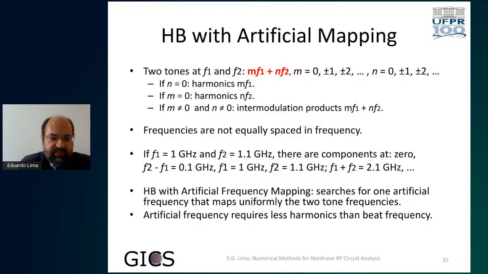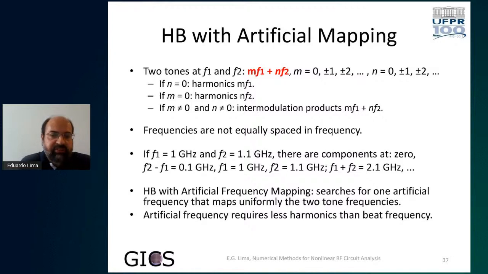Observe that the frequencies in the two-tone case are not equally spaced in frequency. As a numerical example, if you have tones at F1 equal 1 GHz and F2 equal 1.1 GHz, there are non-null components only at the zero frequency, at frequency F2 minus F1 equal to 0.1 GHz, at frequency F1 equal 1 GHz, at frequency F2 equal 1.1 GHz, at frequency F1 plus F2 equal 2.1 GHz, and so on.